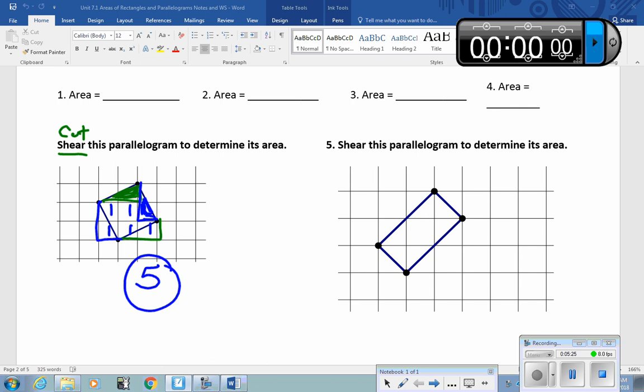And then over on the fifth one, same thing. I'm looking for any triangles that I can move around. So I'm going to cut this triangle out. I'll place it here, make a square out of it. I'm going to cut this triangle out, replace it here, and sometimes you can replace it in more than one spot. And I'm going to cut this triangle out and replace it here. So that leaves me with 1, 2, 3, 4 for the area.